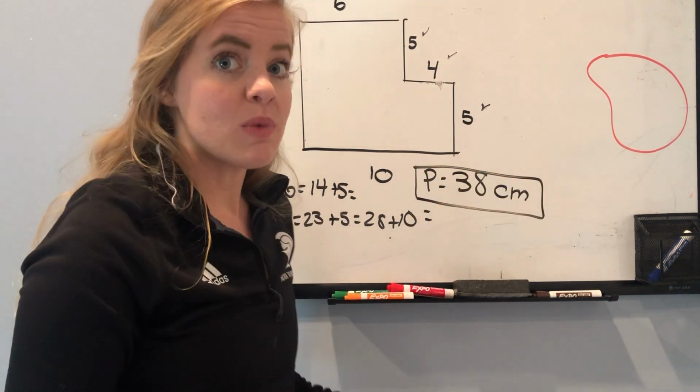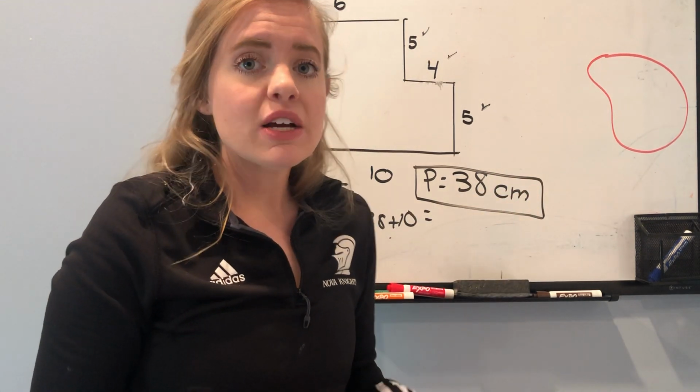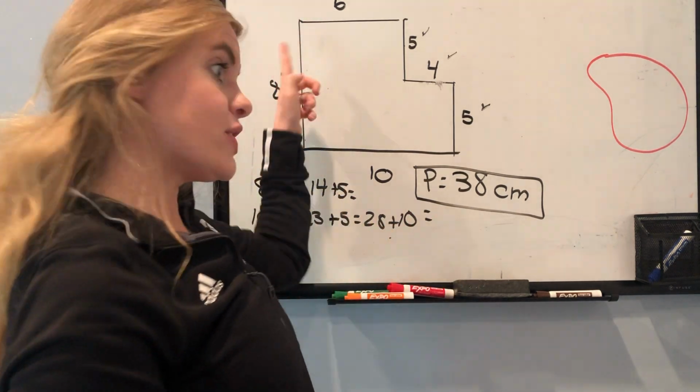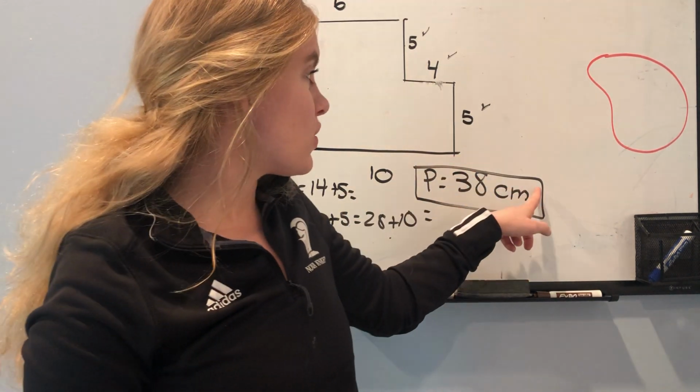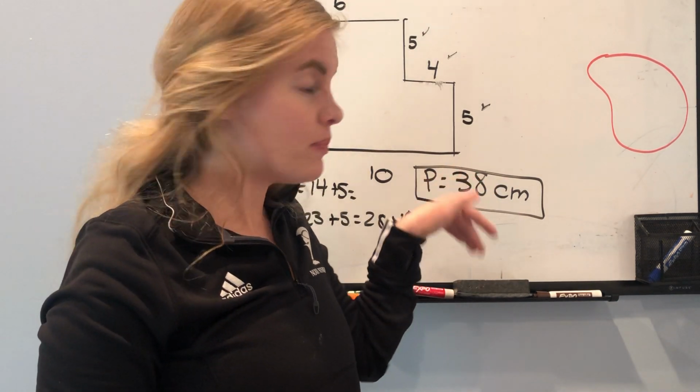Scholars, do you notice that I'm not writing centimeters squared? That's because we're only measuring one way. When we're measuring area, we're measuring both ways, so we don't put the squared on this one. We just write it as centimeters.